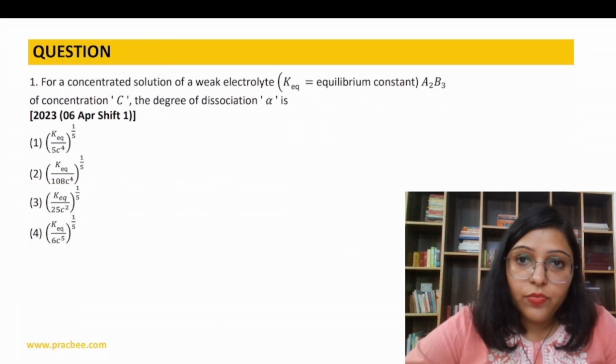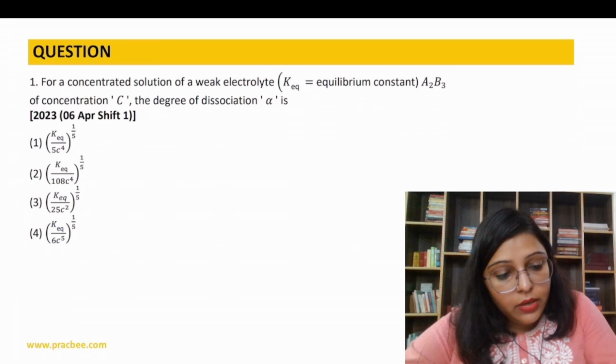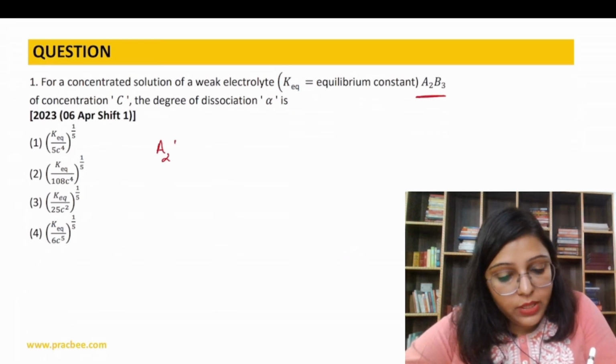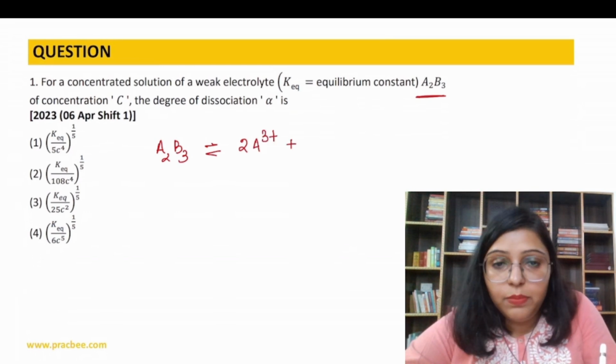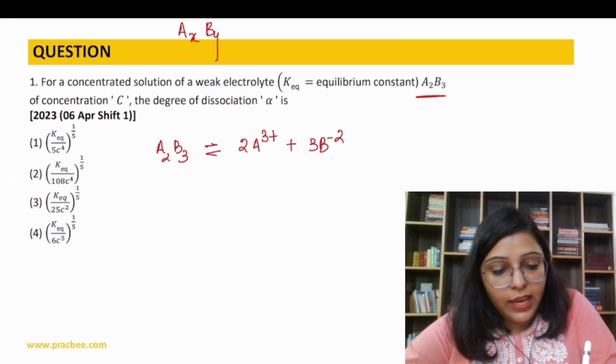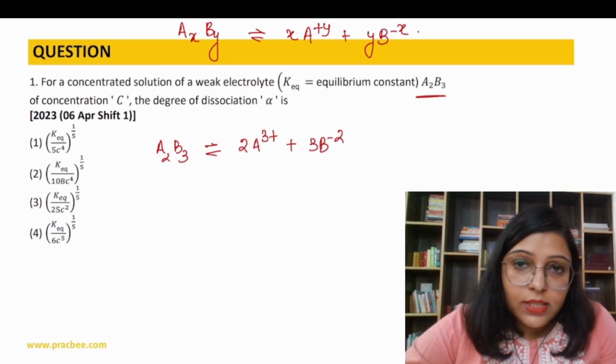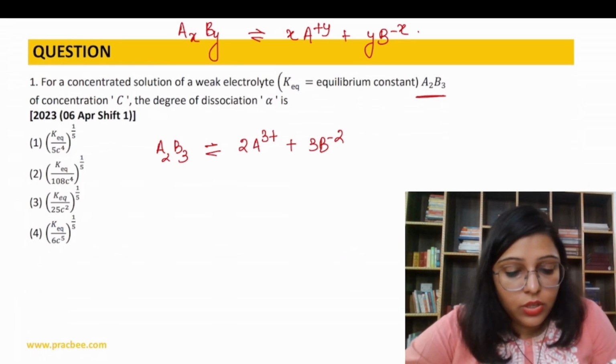The question says, for a concentrated solution of weak electrolyte, we have weak electrolyte A2B3. So A2B3 is a weak electrolyte, so it can dissociate into 2A^3+ and 3B^2-. How to write this equation? AxBy is converted to xA^(y+) and yB^(x-). Okay? So of concentration C and degree of dissociation alpha.